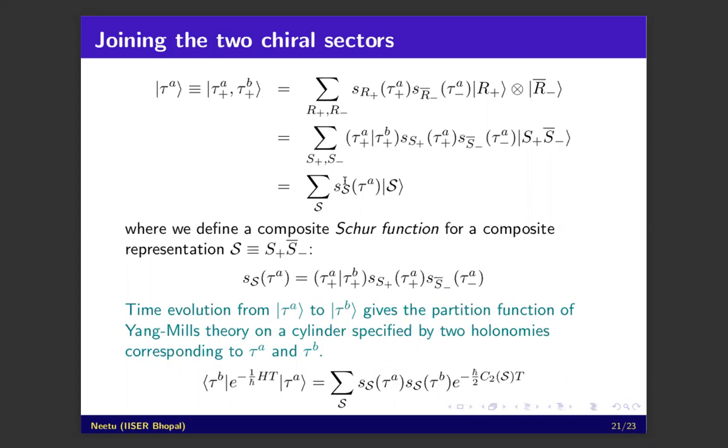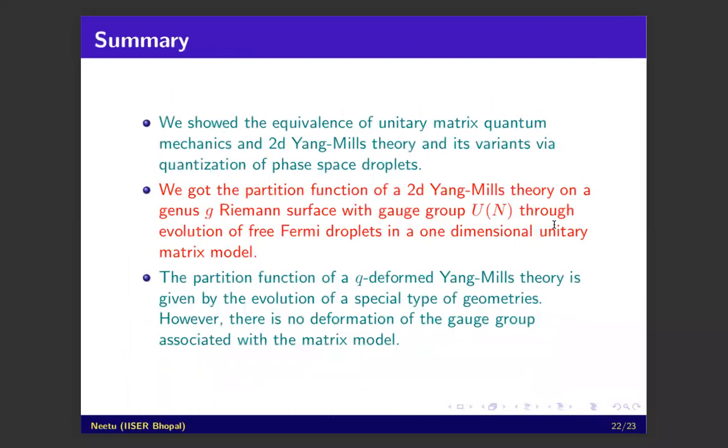Sorry, Neetu, what is in this composite Schur function? What is this tau A vertical tau B? This is some exponential, some multiplicative factor which just depends on these parameters. Okay, it's not like an inner product or something. No, it's not an inner product. It's just an exponential of something. I see. Okay, it's just notation for that. Yeah, it's just a notation. Okay. Yeah, so that's all.